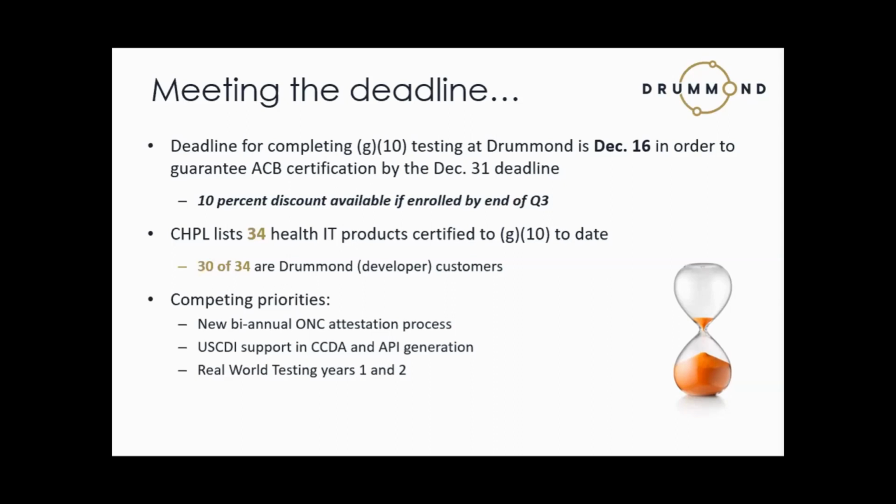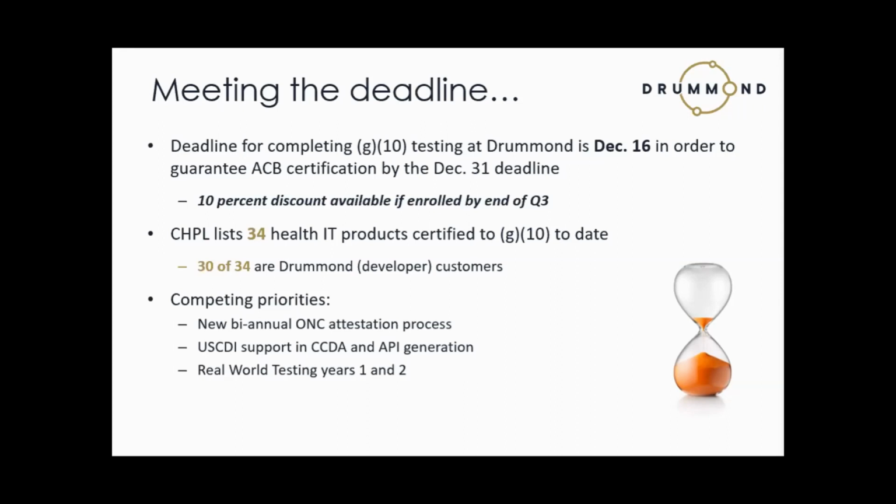We do need a couple of weeks for anybody that comes screaming in at the end to ensure that the paperwork is over to ONC and CHPL is updated by December 31st. Reminder, there is a 10% discount to your certification fees if you are able to be enrolled by the end of Q3 for your G10 testing.